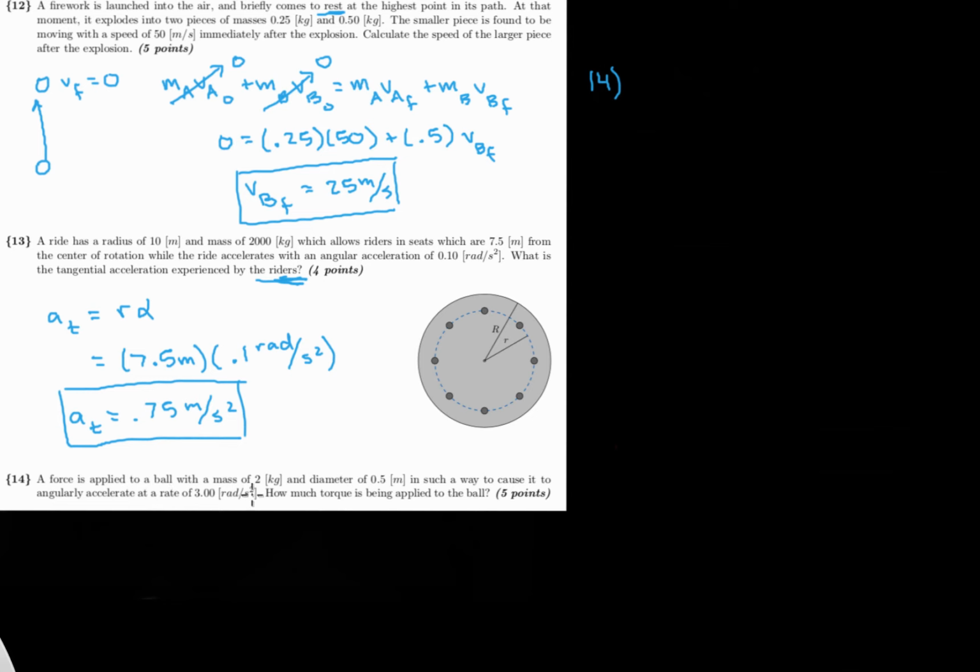A force is applied to a ball with a mass of 2 and a diameter of 0.5 in such a way as to cause it to angularly accelerate at a rate of 3 radians per second squared. How much torque is being applied to the ball? Torque equals I alpha, right? The mass is 2 kilograms and the diameter is 0.5 meters. So I have to figure out the moment of inertia of a ball.